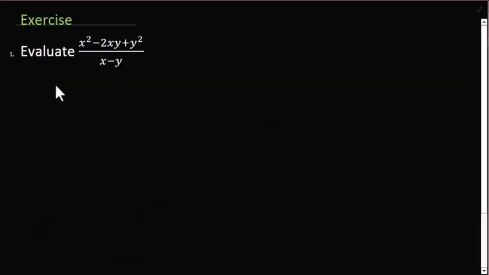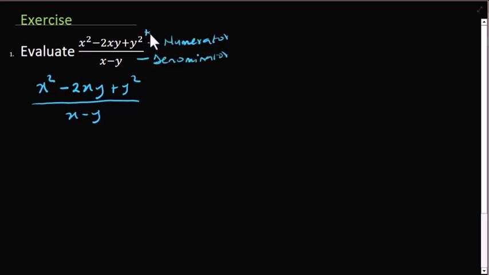So for the first question, we have x squared minus 2xy plus y squared all over x minus y. Now if you look very well, you can see that the numerator, the fraction above, and this is the denominator, the fraction below. The numerator is a classic quadratic. And what kind of classic quadratic? A conventional classic quadratic. So I can simply say (x minus y) all squared over x minus y.